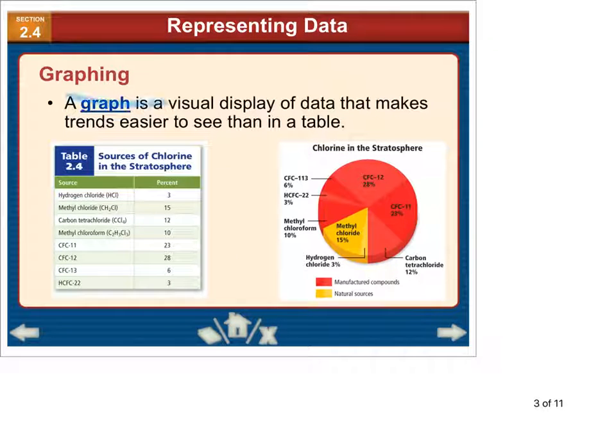So, graph, definition: visual display of data that makes it easier to see than a table. So over here we do have a table, and this is a graph, particularly a circle graph or a pie chart.